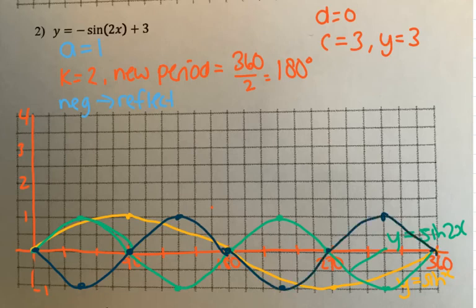All right, and then the last thing we need to do is the c value, which is the vertical shift. So we're going up 3 units. So we'll take each of these blue dots and move it up 3 units. So from here, 1, 2, 3. 1, 2, 3. 1, 2, 3.